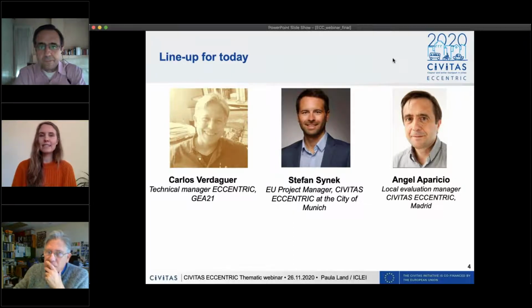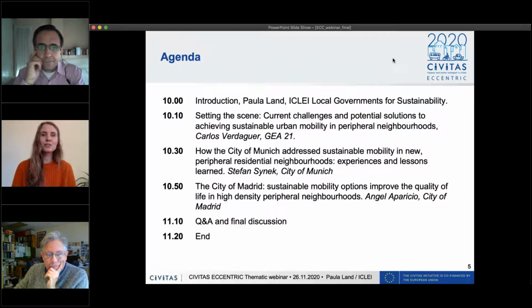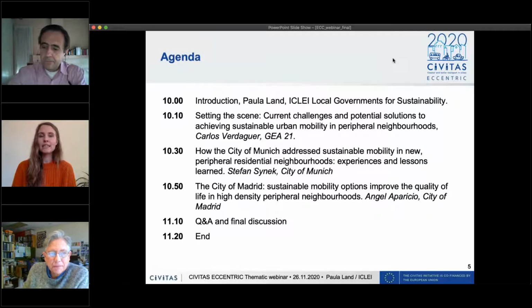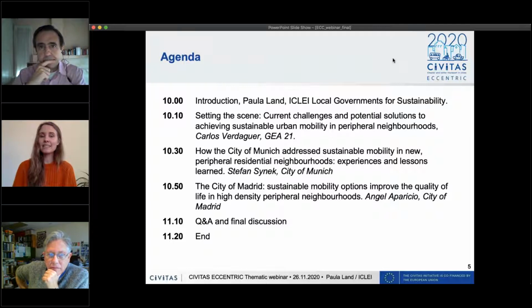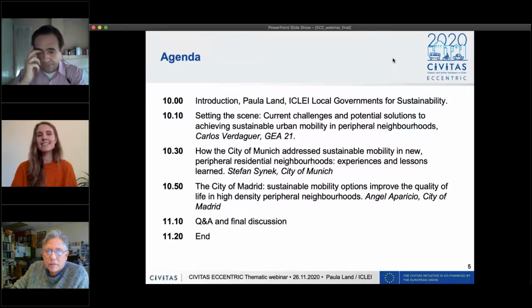Here, just a quick glance at the agenda. I am giving you an introduction right now, and then at 10 past 10, we will hear from Carlos on current challenges and potential solutions to achieving sustainable urban mobility in peripheral neighborhoods. Then Stefan Sinek will share how the City of Munich addressed sustainable mobility in new peripheral residential neighborhoods and some experiences and lessons learned. Finally, we'll hear from the City of Madrid on sustainable mobility options to improve the quality of life in high density peripheral neighborhoods. You can already see there's a slight difference in the experience from the two cities. Then we also have some time for a Q&A and final discussion, and at around 11:20, the webinar will be over.